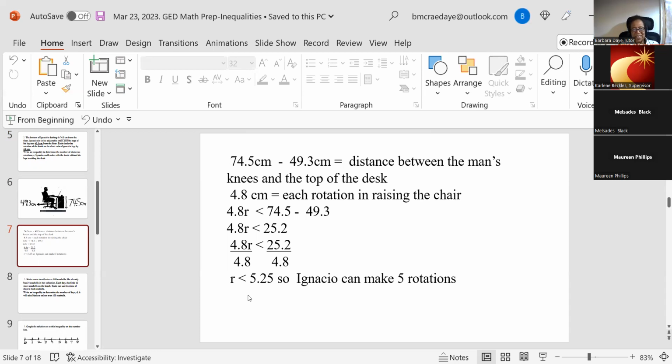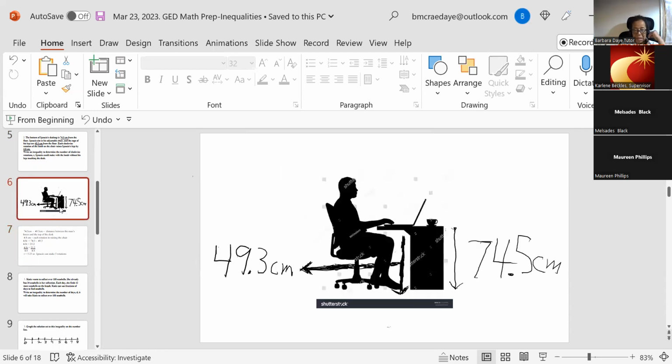Any questions? It's clearer when you have a diagram. I found this desk clip art, and it's easier when you have a diagram. You see how from the bottom to the top of the desk, and you see the man's knees are right here to the desk. So the difference is what would take the man's knees up, because as you rotate, his knees are coming up, right? Yes. Sometimes you have to put things in a picture to understand them. Questions? No, thank you, Miss.